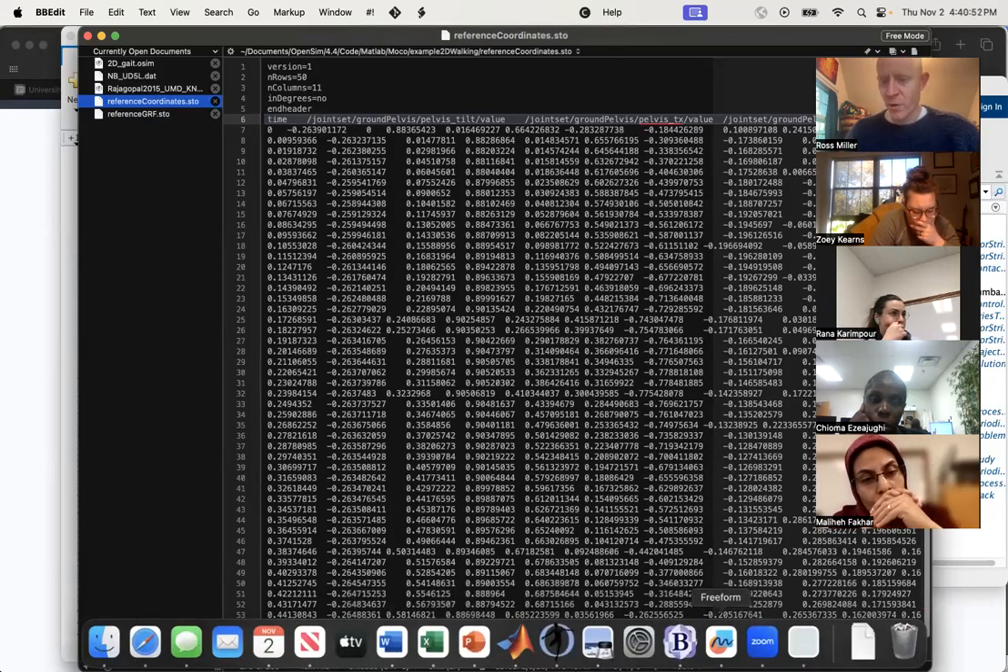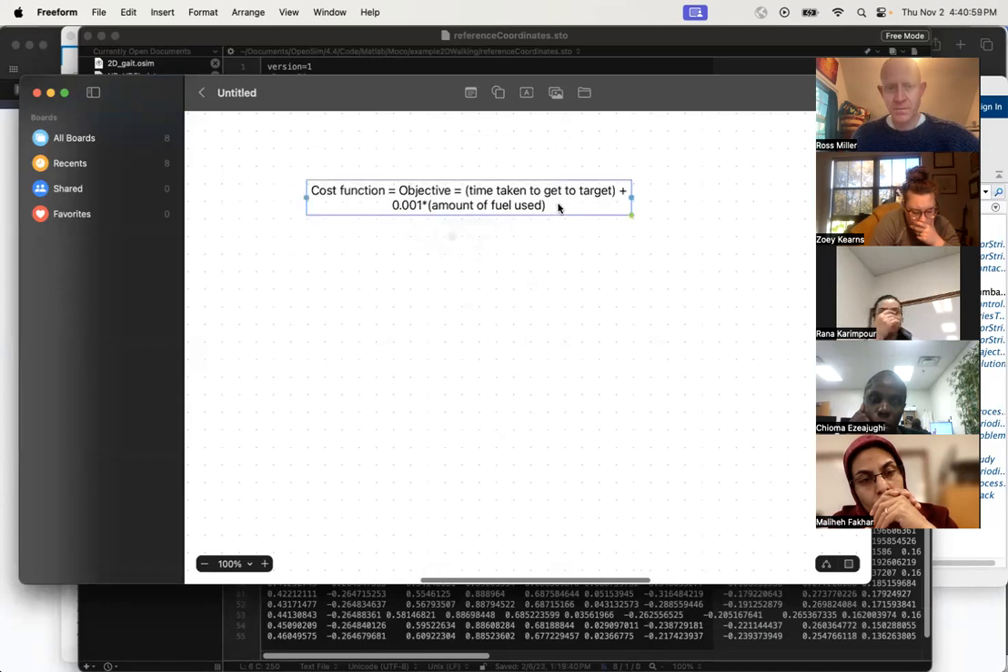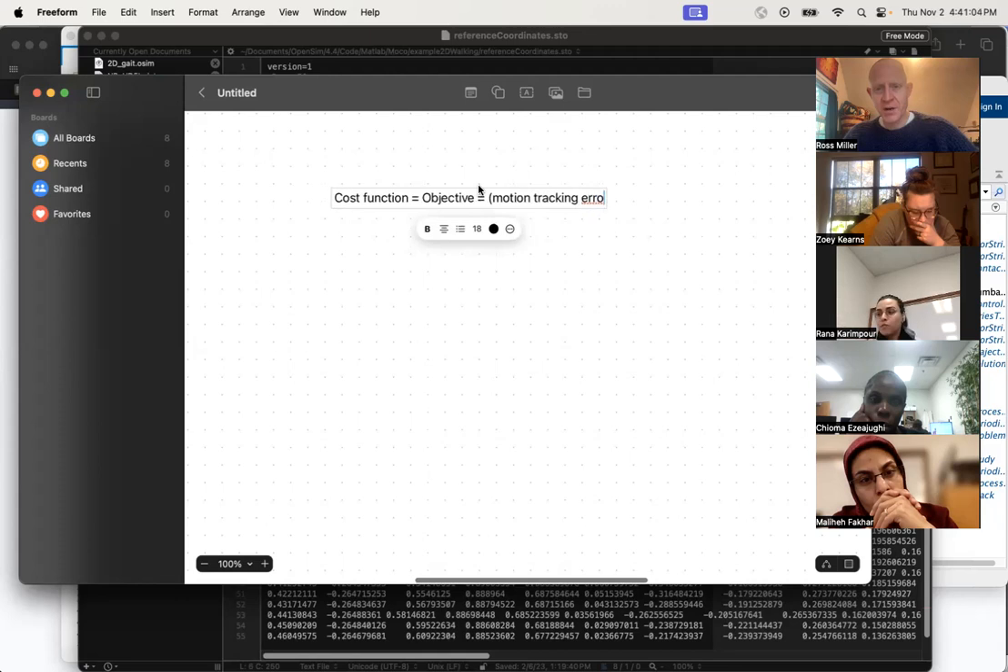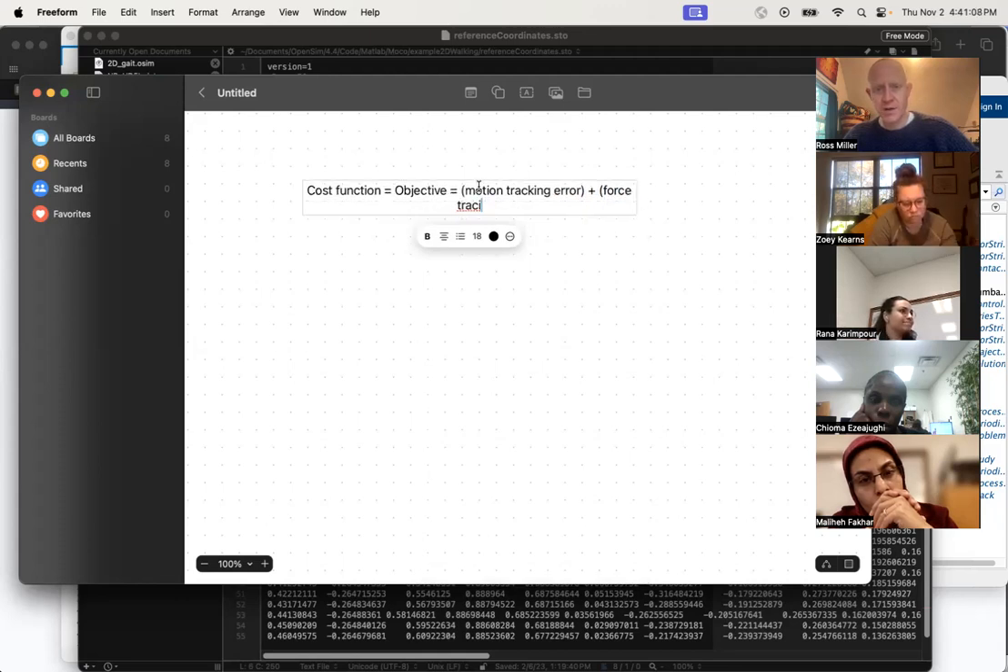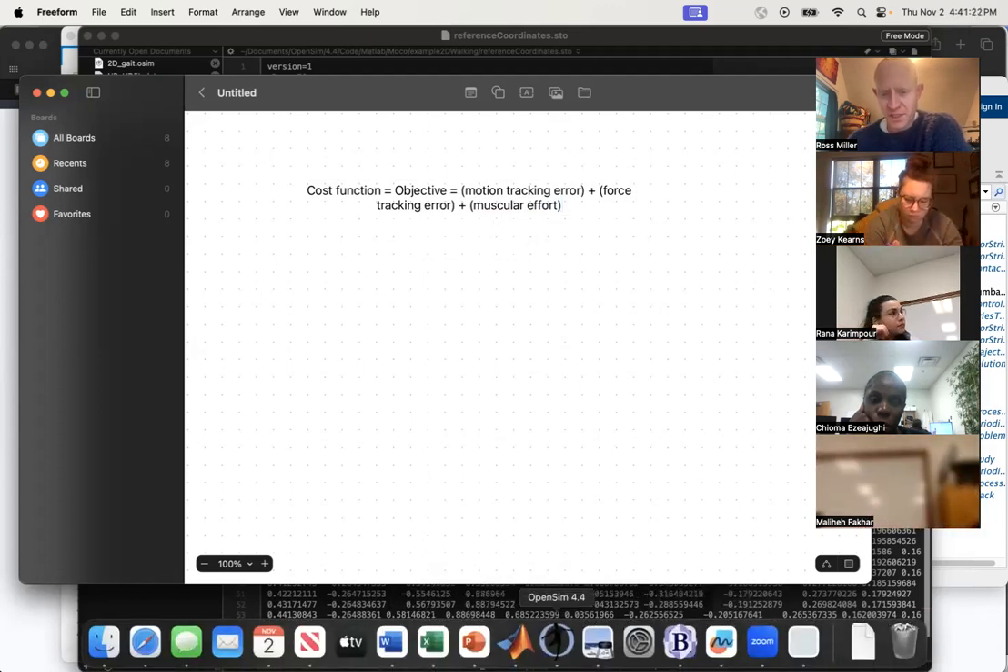Now, it's a little bit more complicated than that in practice. There's actually 3 terms in this model's cost function. There's the motion tracking error. There's the force tracking error. And there's, I'm going to call this, muscular effort. Okay. And that muscular effort term, why is that important? Let's just see an example there of why that's important.